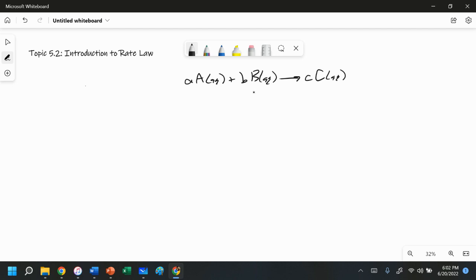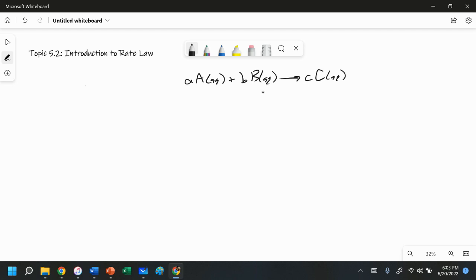We could also measure how fast the pH changes. If this was an acid-base reaction, we could measure the change in pH. And by measuring the change in pH over time, we would be able to measure the rate of the reaction. We could also measure, if these were gases, in my example here, these are aqueous, but if these were gases, we could measure the change in pressure over time, because as one gas disappears, the pressure would decrease, or as a gas appears, the pressure would increase. And so we can measure the change in pressure of the system to measure the rate change over time.